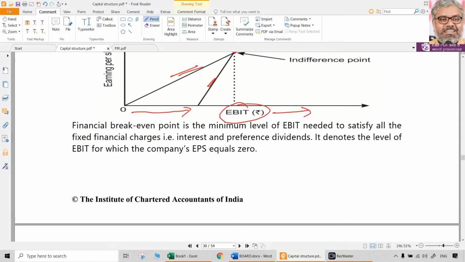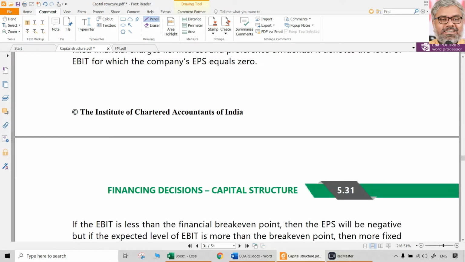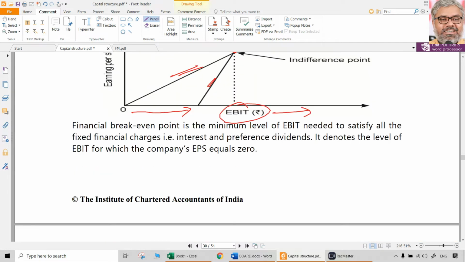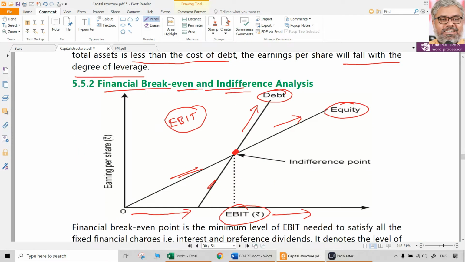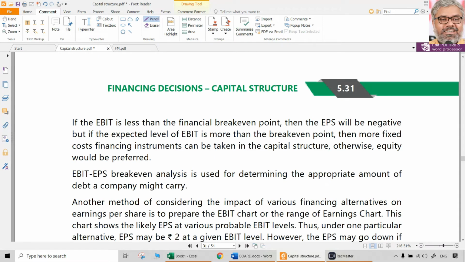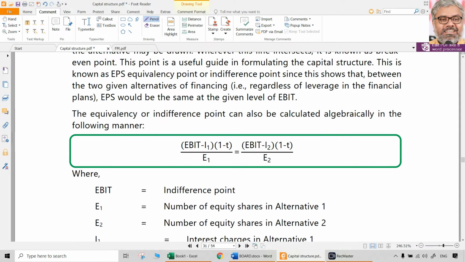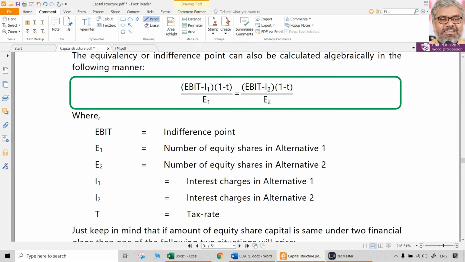That is the level of EBIT for the companies at which all types of capital structures will give the same EPS. So whether you take debt or equity, the EPS is going to be the same. At what level of EBIT that happens, that is called the indifference point. So how to calculate this indifference point? We can easily calculate it by using this formula.